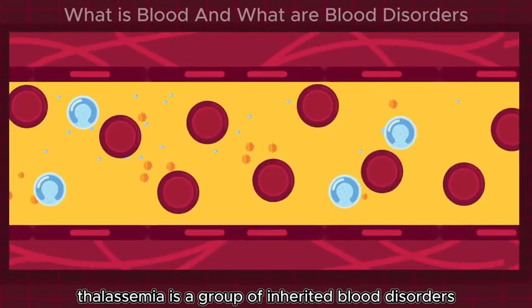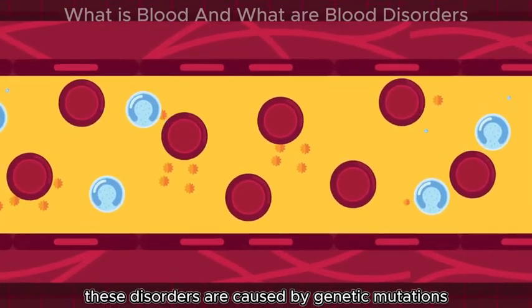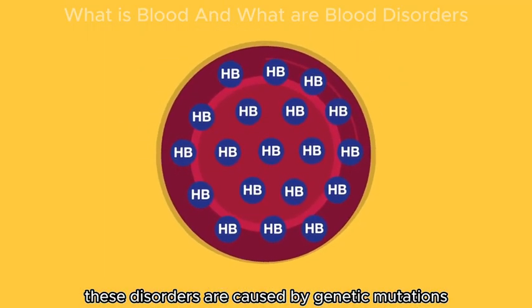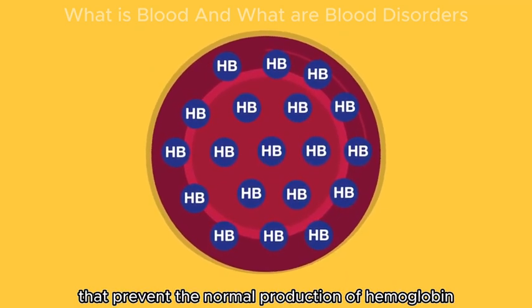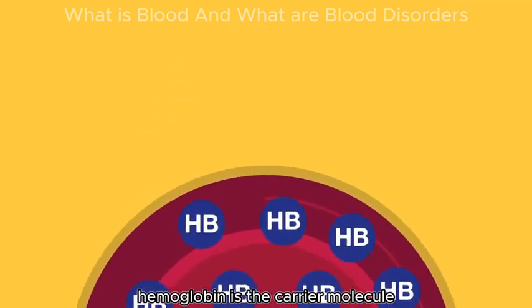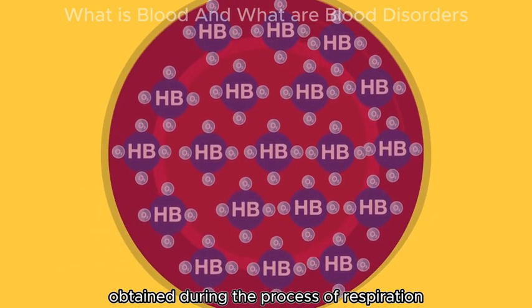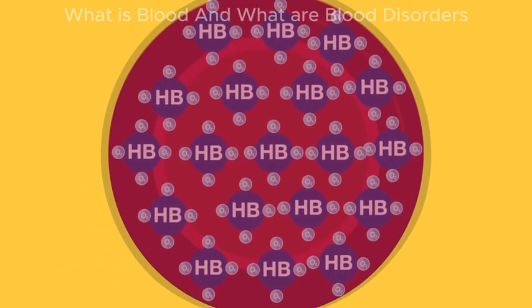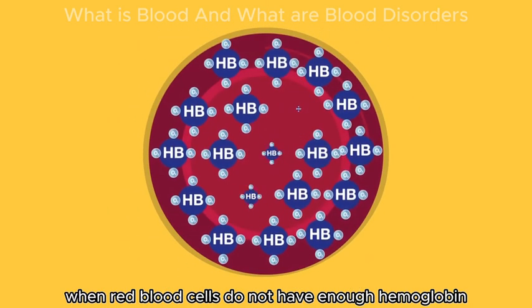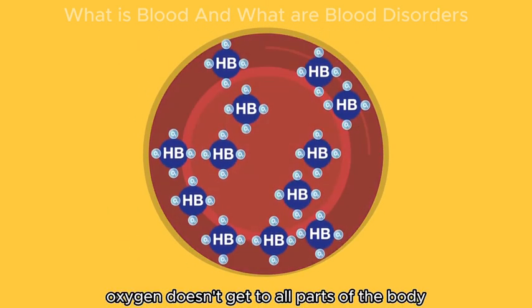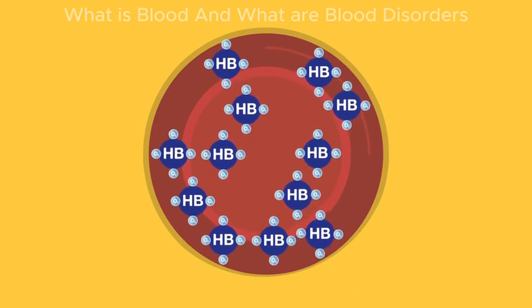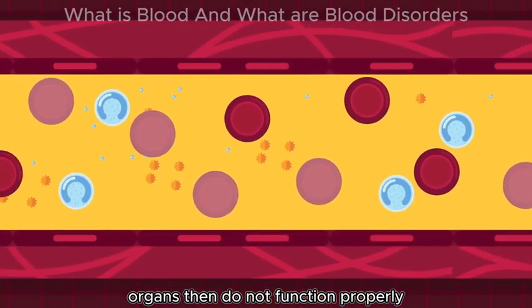Thalassemia is a group of inherited blood disorders. These disorders are caused by genetic mutations that prevent the normal production of hemoglobin. Hemoglobin is the carrier molecule which carries the oxygen obtained during the process of respiration. When red blood cells do not have enough hemoglobin, oxygen doesn't get to all parts of the body. Organs then do not function properly.